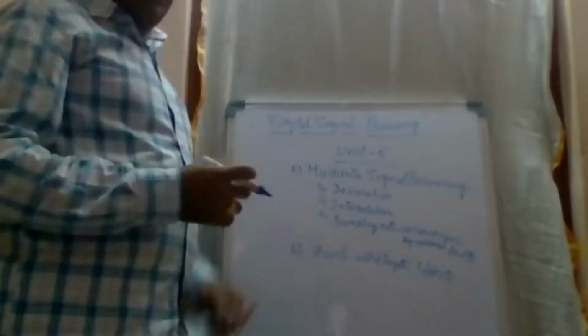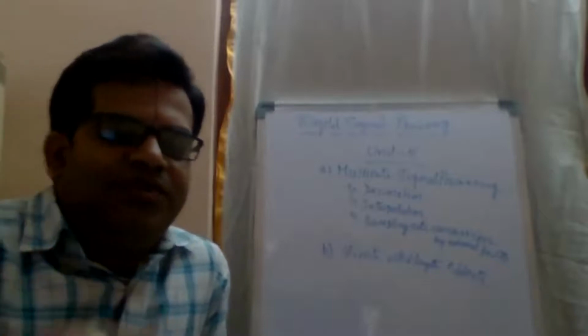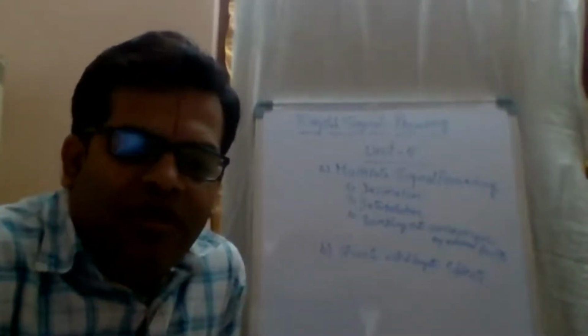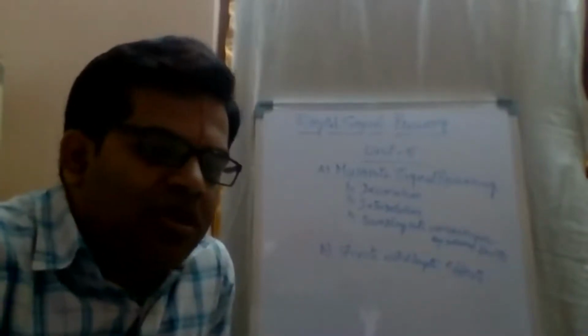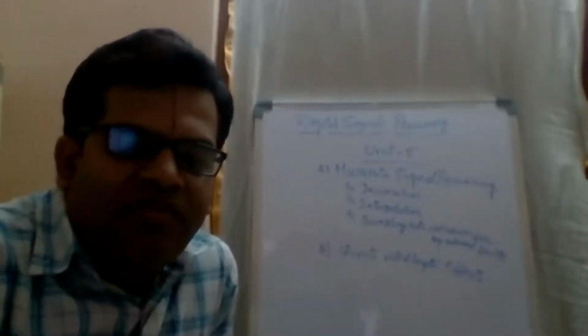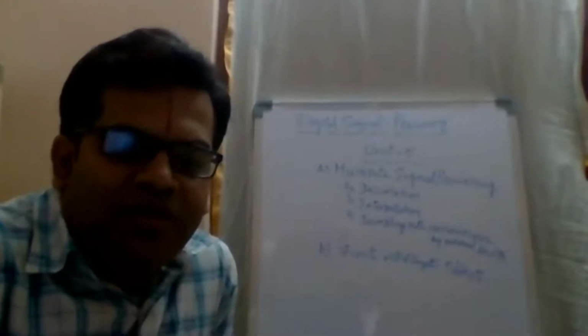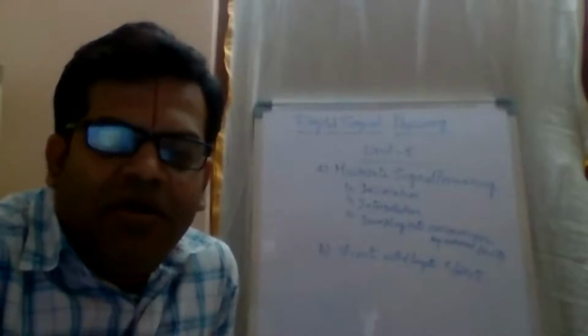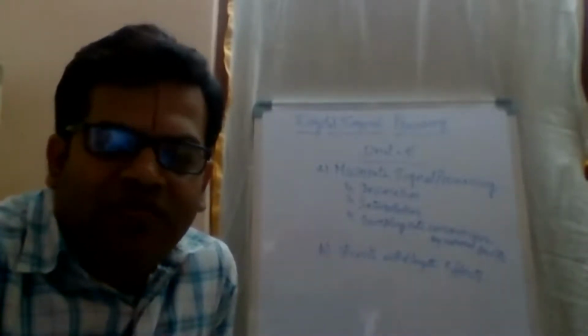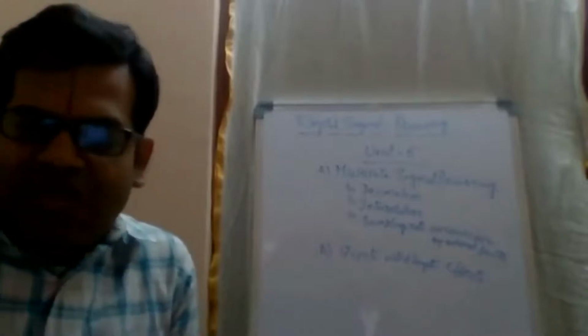So coming to multirate signal processing, first we'll see the introduction about the topic, so what exactly multirate signal processing is. Then how interpolation and decimation processes are performed, and what is sampling rate conversion with respect to rational factor. So these are the topics that we'll be observing in this particular unit. Let me share the PowerPoint presentation with you so that it will be easy for you to understand the concepts very clearly.